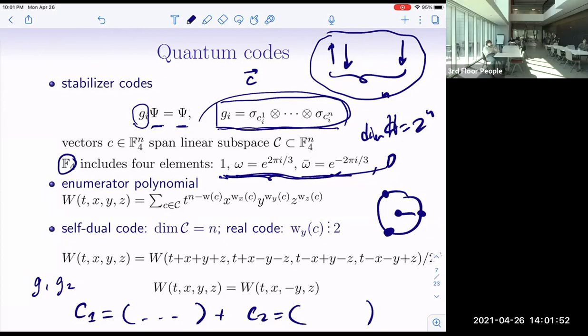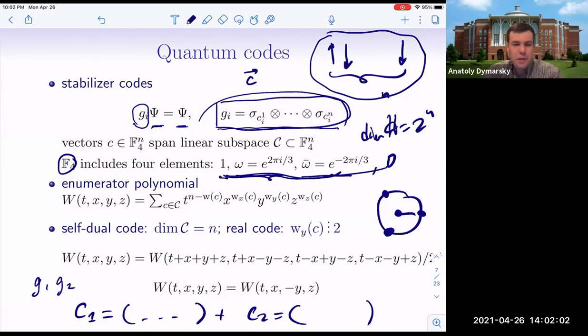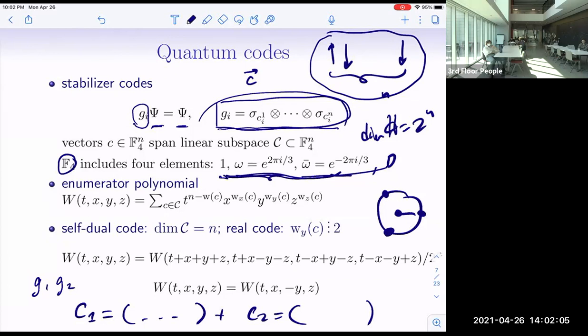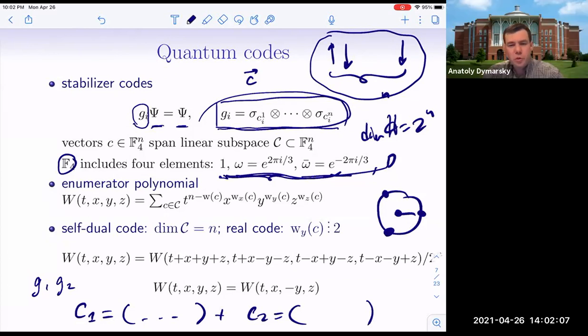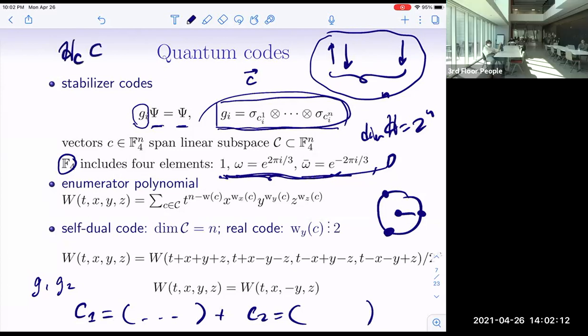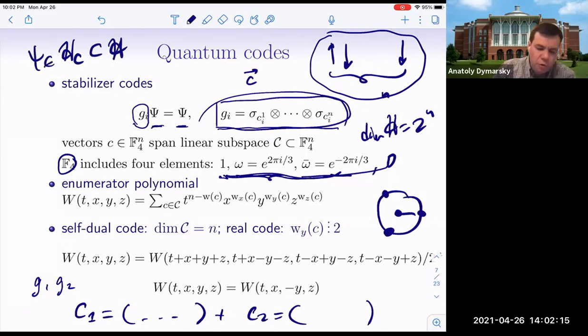Sorry, Anatoly, I'm a bit confused. So the stabilizer code is composed of elements in the Hilbert space or group elements? Well, it's a bit of a semantic thing. If you're trying to do quantum information and quantum error correction, then the quantum code is a code subspace inside the Hilbert space, which consists of all vectors psi which satisfy this equation. If you're more mathematically inclined, then everything about this construction is encoded in the structure of the abelian group, which we call the stabilizer group.